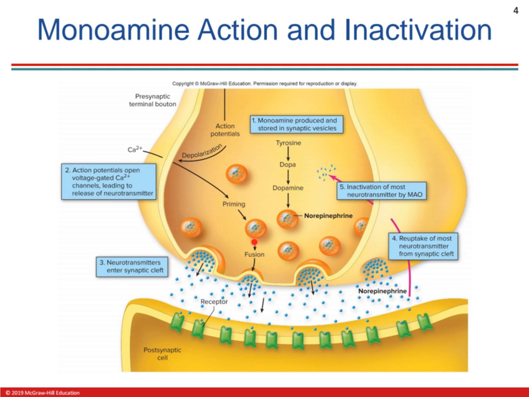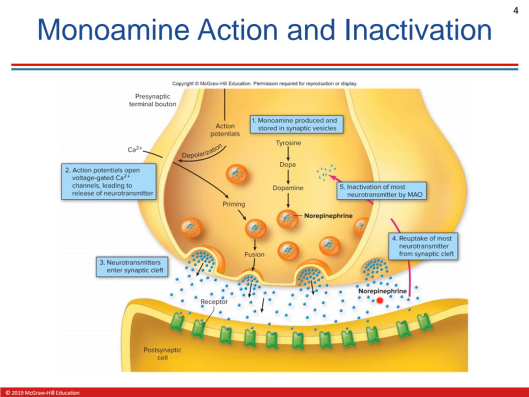The synaptic vesicles can then fuse with the membrane. The vesicular membrane now becomes part of the plasma membrane. At the same time, the neurotransmitter is released. It moves by simple diffusion across the synaptic cleft and then binds to postsynaptic receptors, thereby having an effect on the postsynaptic cell. In this case, it's norepinephrine.